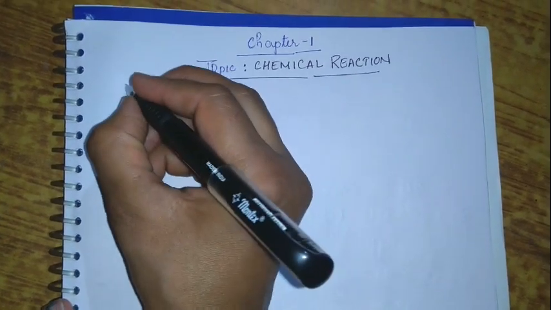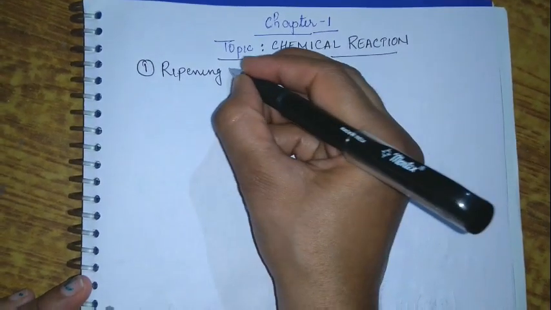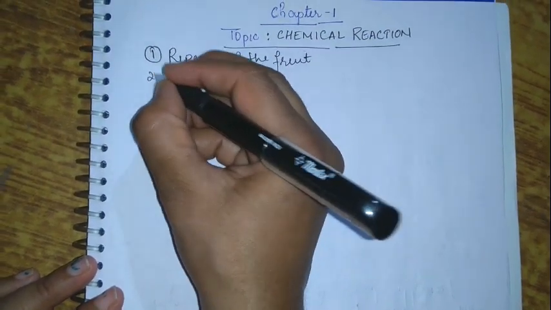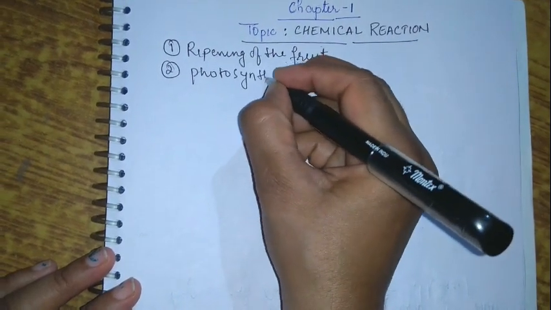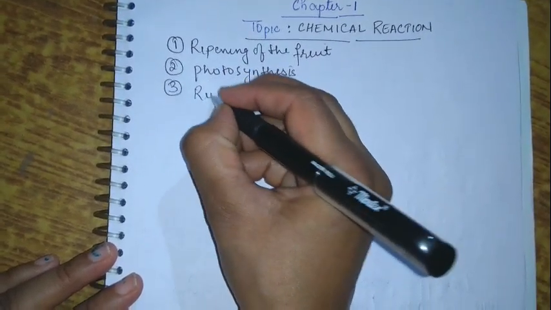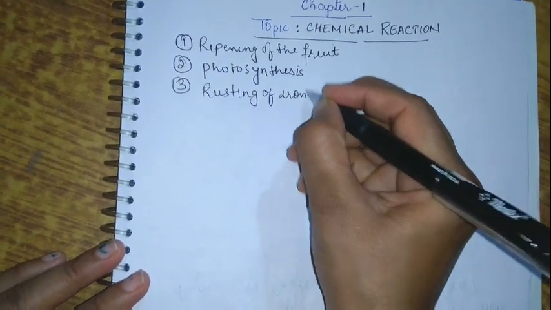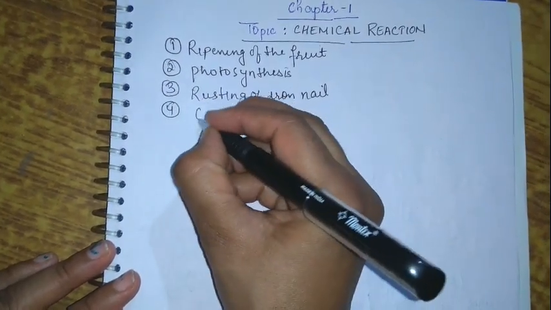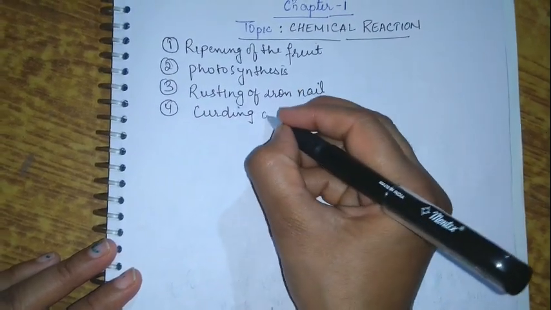ripening of the fruit, photosynthesis, rusting of iron nail, curdling of milk, that means dahi jamana, curdling of milk.